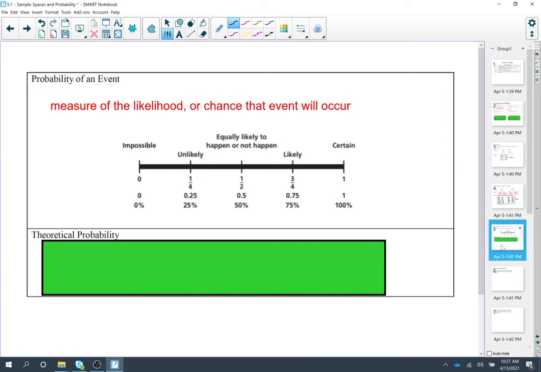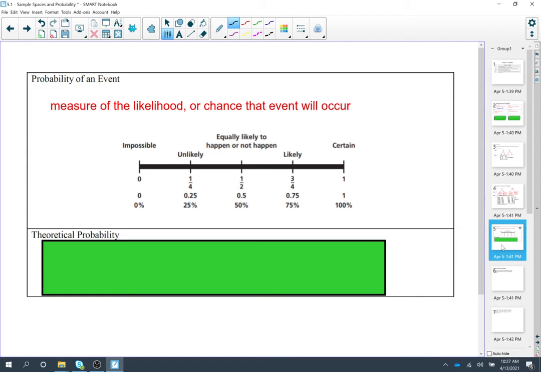The probability of an event. So the probability of an event is the measure of the likelihood or chance that an event will occur. So if you're rolling a six-sided die, you would want to find, well, what's the chance that when I roll that die, I could get a 2?